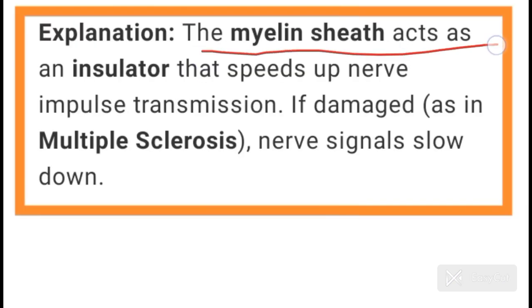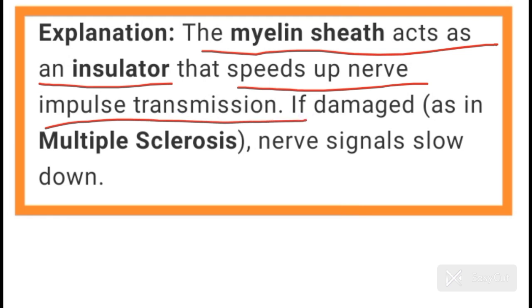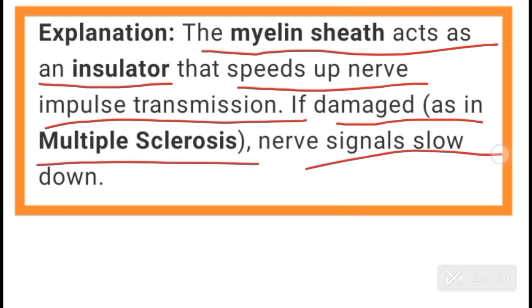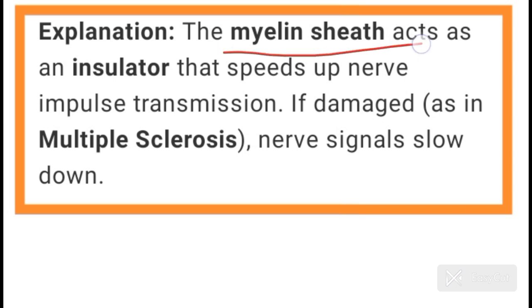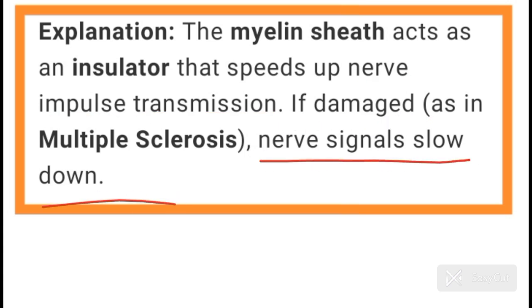द माइलिन शीथ एक्ट्स एज एन इंसुलेटर that speeds up nerve impulse transmission. If damaged, as in multiple sclerosis, nerve signals are slowed. माइलिन शीथ इंसुलेटर की तरह फंक्शन करती है, स्पीड अप करती है नर्व इम्पल्स ट्रांसमिशन को. अगर माइलिन शीथ डैमेज हो जाएगी तो नर्व सिग्नल स्लो डाउन हो जाएंगे. ठीक है.